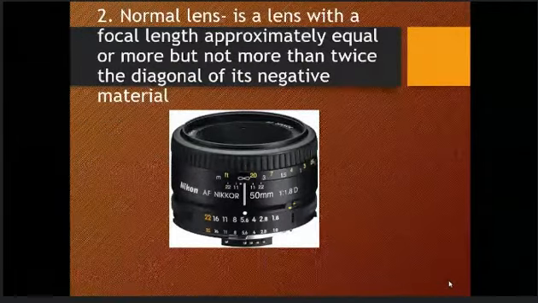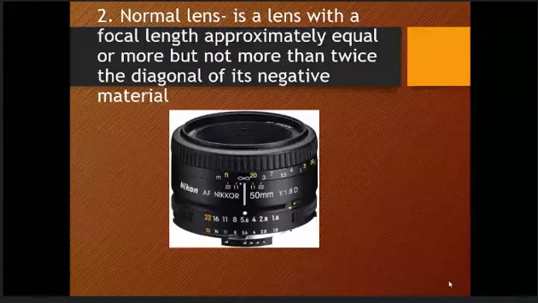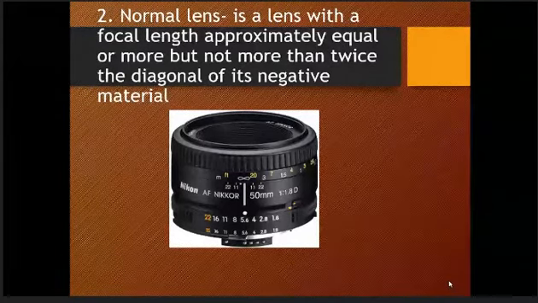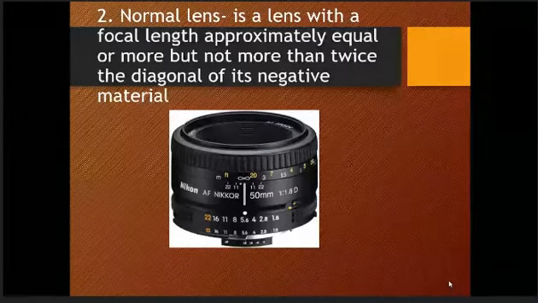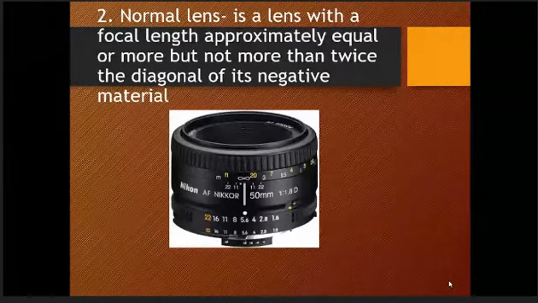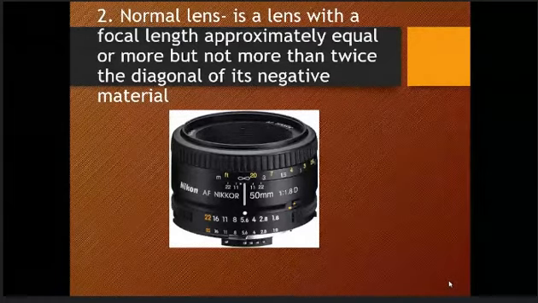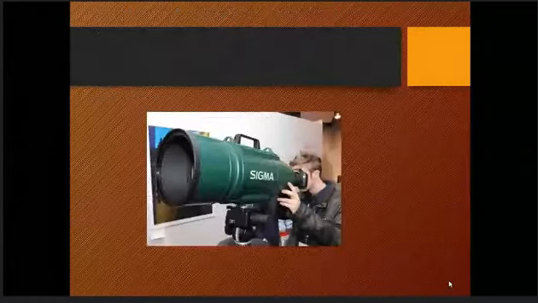Second is normal lens. Normal lens, what is the keyword? Approximately equal. The lens with a focal length approximately equal to, but not more than twice, the diagonal of its negative material. That is the normal lens.